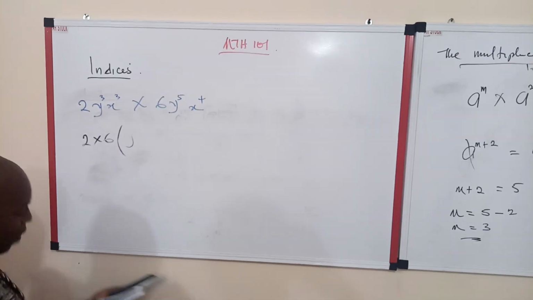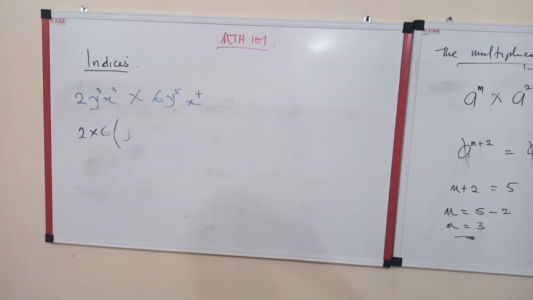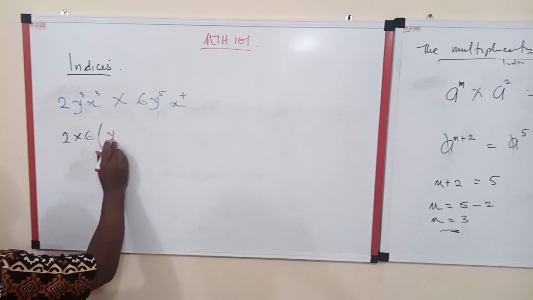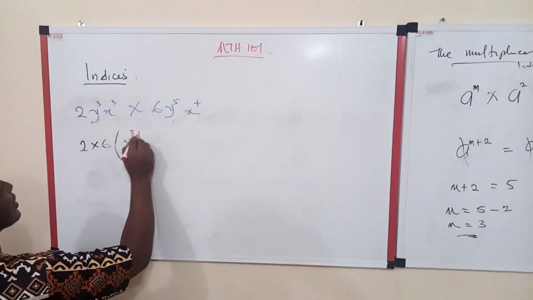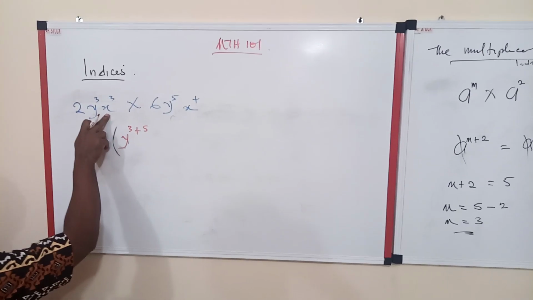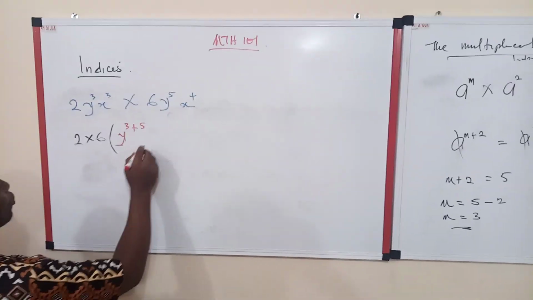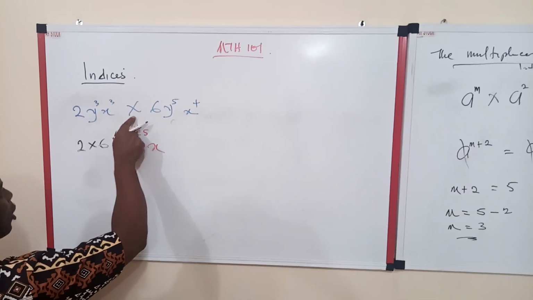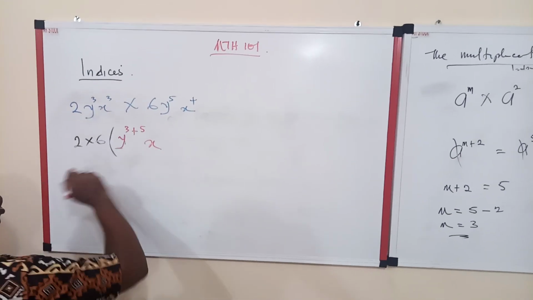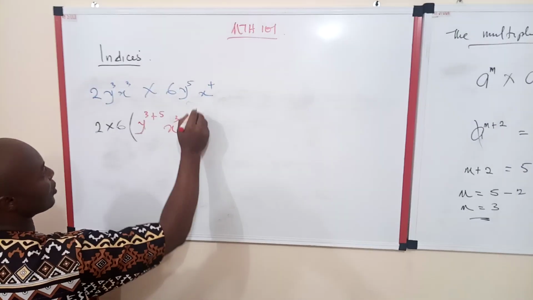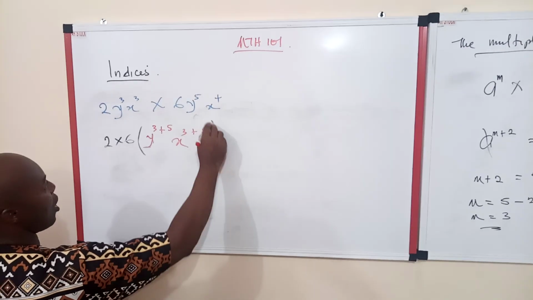So if we consider y, all that we need to do is to collect one of the bases, then add the powers. Here is 3, here is 5. Then we still have another base, which is x, and we also have it here again. The operator in between is multiplication, so all that we need to do is to also add the powers. Here is 3, here is 4.